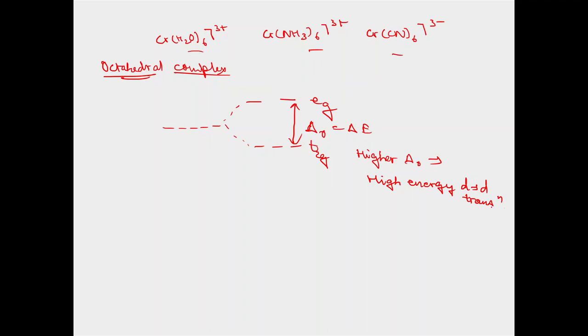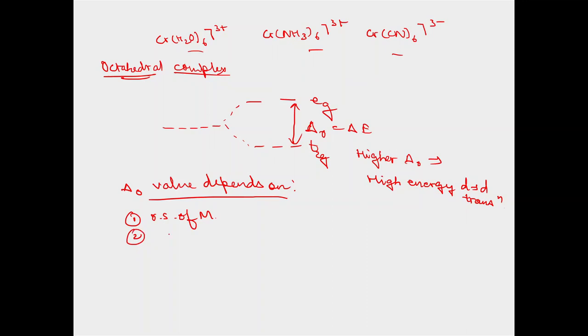Okay. So higher delta O means high energy d-d transition. And these type of questions, as we have now solved many problems, we know that mostly in every paper, in the paper of each year, there is one question which comes from the spectrochemical series. So here also what we have to see is that the delta O value depends on three factors. The first one is the oxidation state of the metal, or charge of the metal.